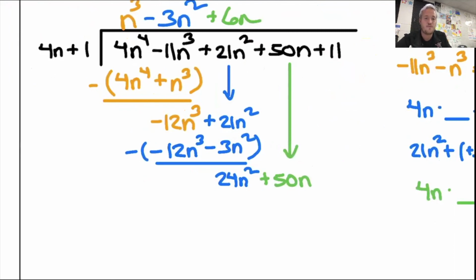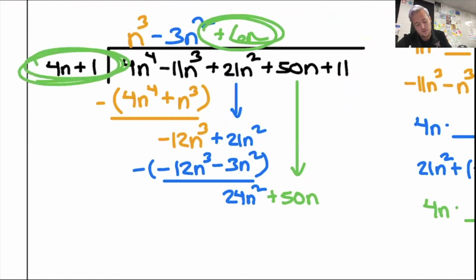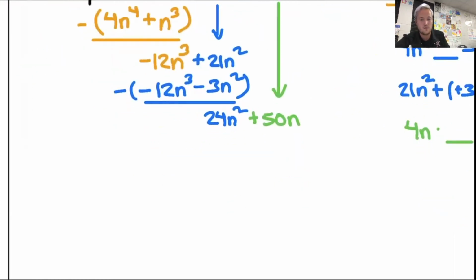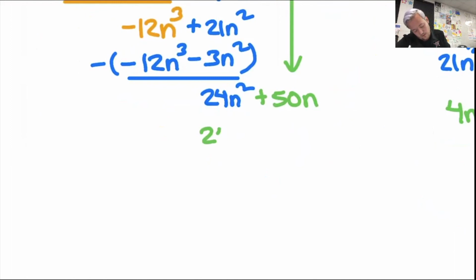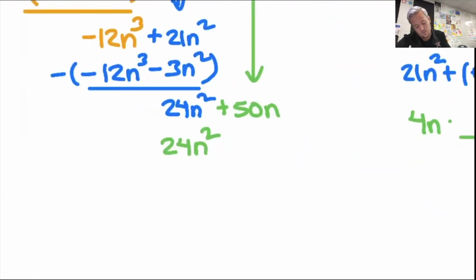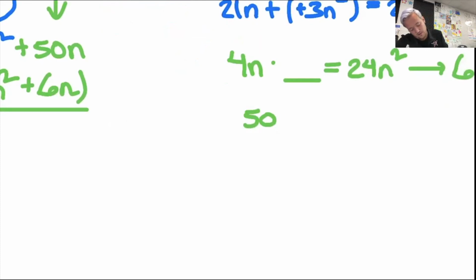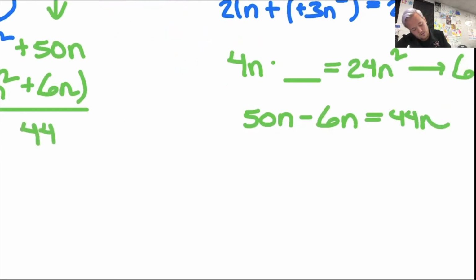All right, so now I'm going to do 6n times 4n plus 1. So that's going to give me 24n squared, then 6n times 1, which gives me 6n. And I'm going to subtract. So 50n minus 6n, which gives you 44n, which is what's written here.